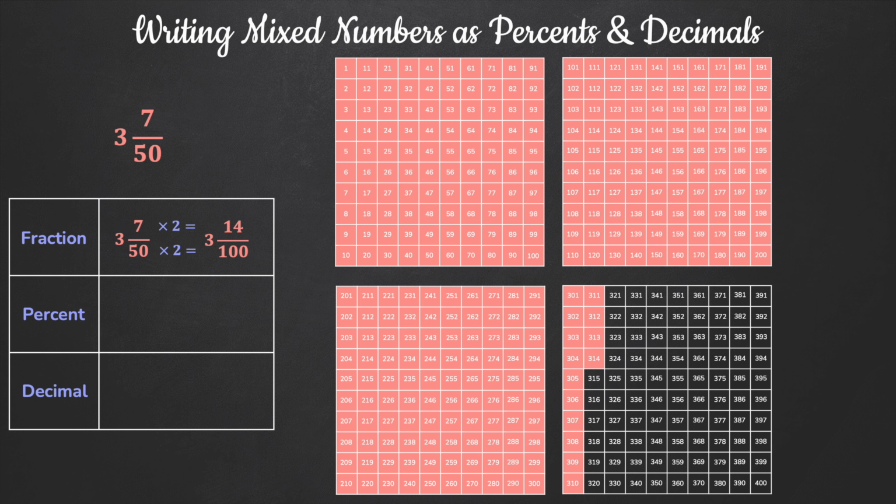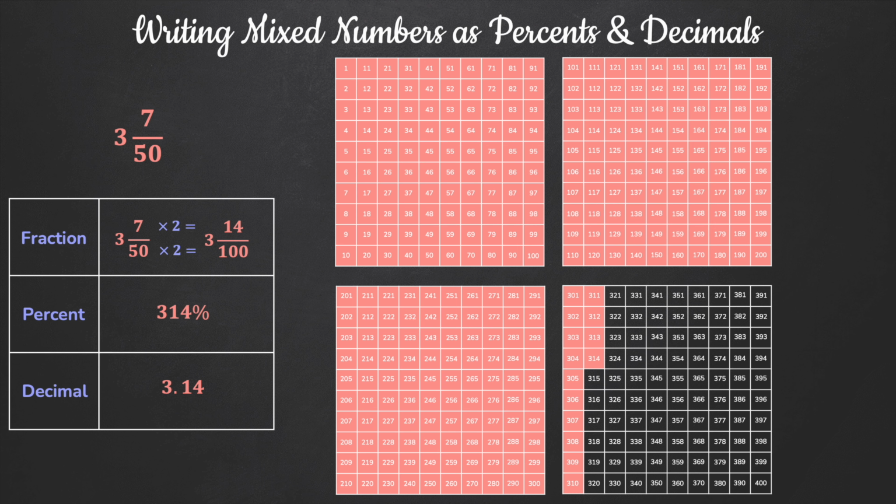That means we're going to shade in 3 whole grids and then 14 from our additional grid. So as a percent, knowing that each grid is 100 and we have 3 completely shaded in, we have 300 and then 14 from our additional grid. So we have 314%. As a decimal, we know that we have 3 entire grids filled out, so that's 3, and we have 14 hundredths, meaning our last grid has 14 out of the 100 that we need to make a whole.